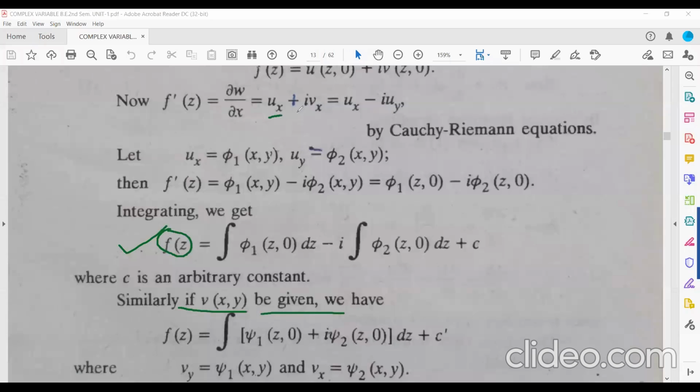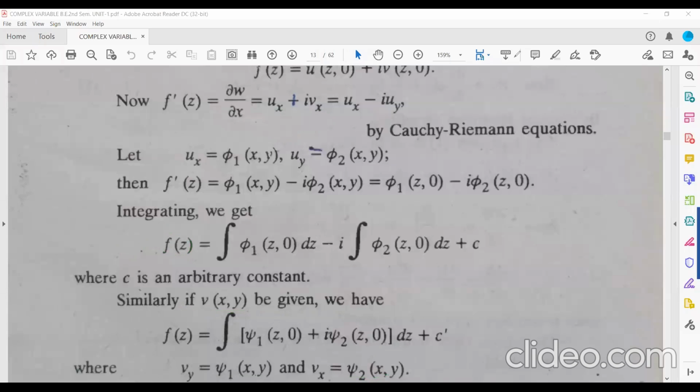Here, just to convert this in terms of what? V. So Vx is already there. Now Ux. So Ux equal to what? Ux equal to Vy, and here Uy equal to minus Vx. So this Vy, you consider psi 1 of xy, and this Vx, you can consider psi 2 of xy. Same thing. And then you substitute here, you will get the result.